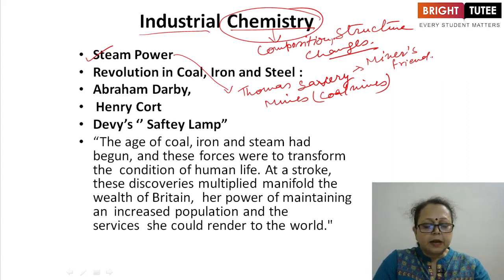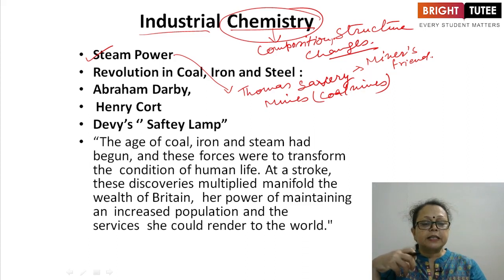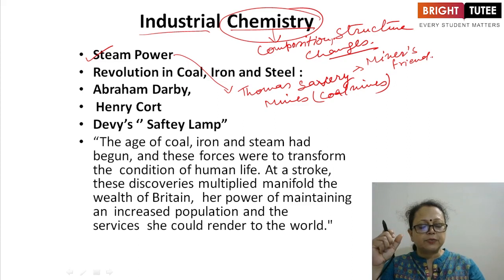Then it is about 1698, to drain the mines. When the mining work is done, dug inside the earth, the water comes. So how to drain out the water from the mines, this steam power has been used. So it is named as miner's friend.